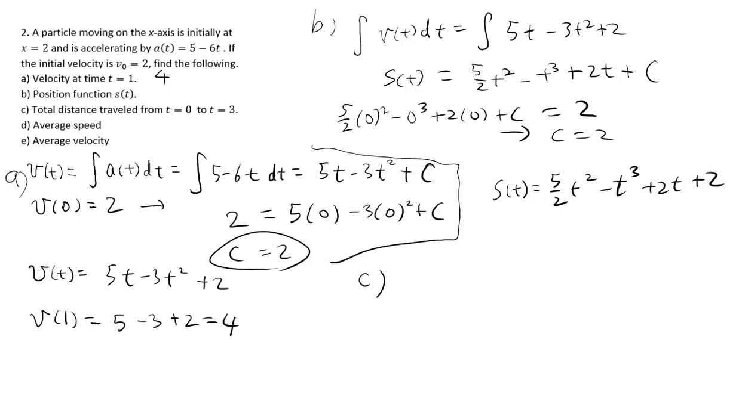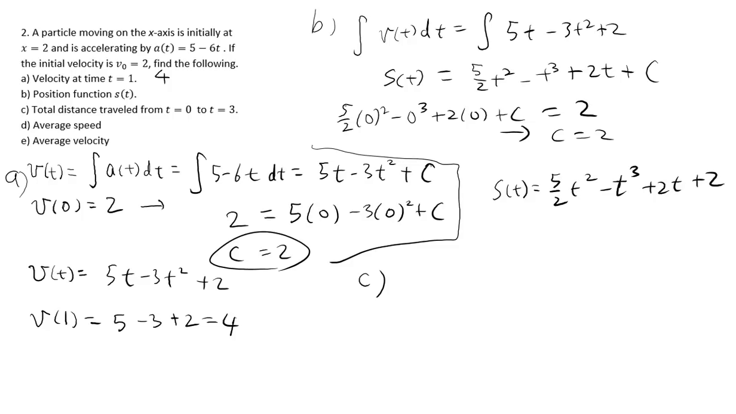Okay, now what's the total distance traveled from t equals 0 to t equals 3? Well, if the question was what is the displacement from t equals 0 to t equals 3, then all you care about is where the initial position was. Well, that was 2, that we know. Where's the position at time t equals 3? To get that you would plug in 3 here. And you just measure the distance between the 2 points, that would be it.